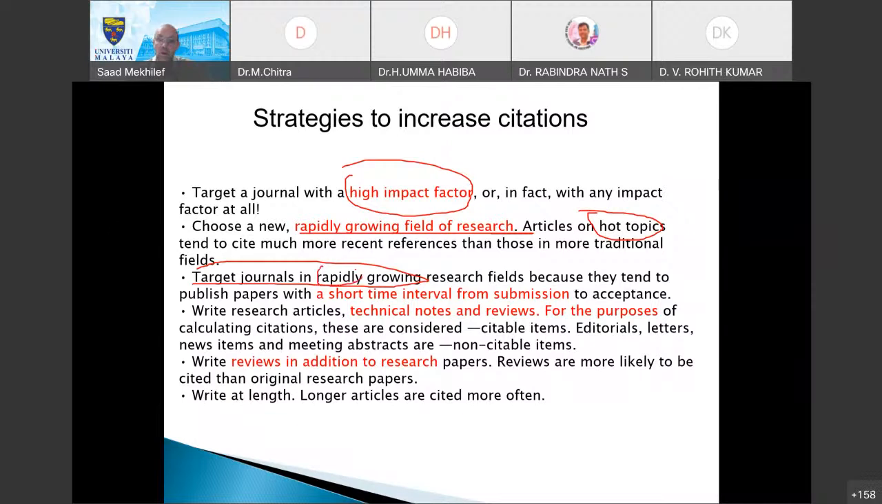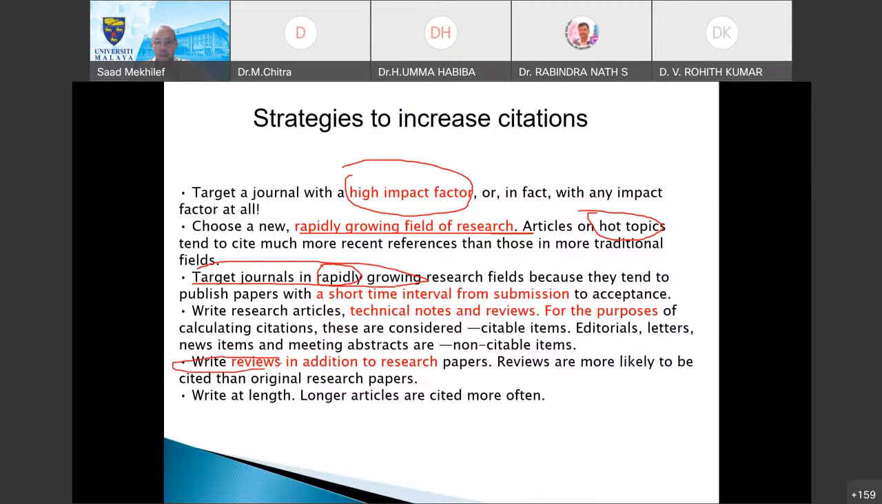And then you may ask how you know whether these journals publish rapidly. You have to look into the history of the journals. For example, when you publish, they put the date of submission, the date of acceptance, and the date of publication. So this is very, very important. Okay.